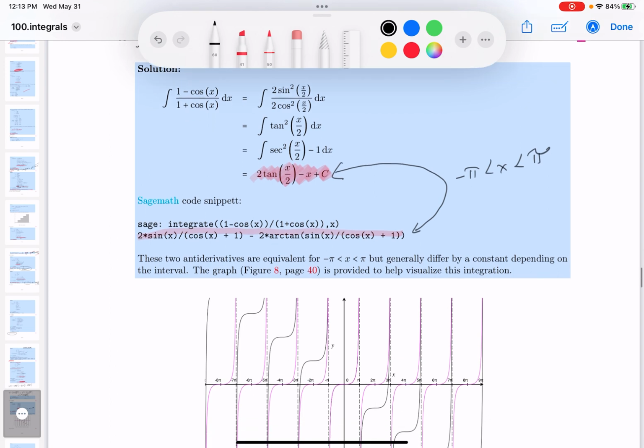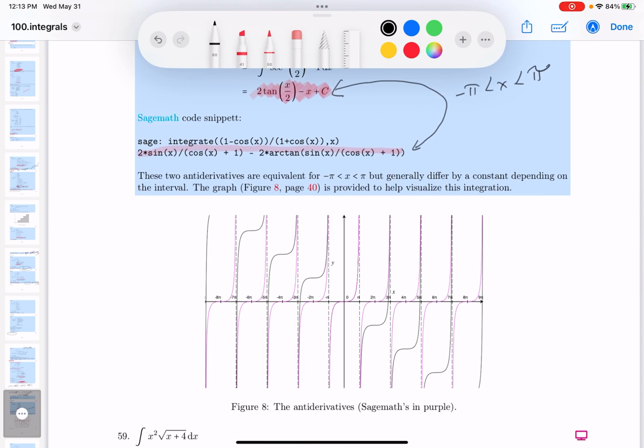All right? Now, someone says, how'd you know about that? What I did was I graphed it, all right? And then what I'm going to say is that in the interval between minus pi and pi, they both graph out the same. They both graph out the same, all right?